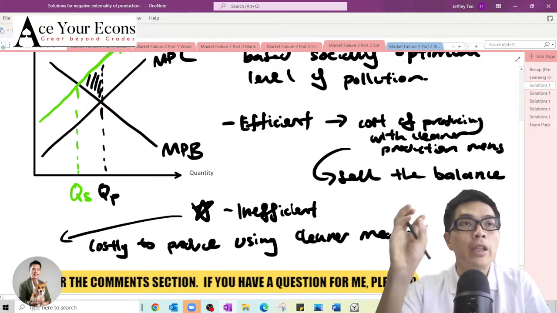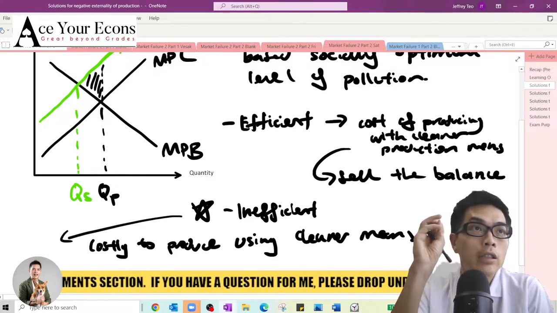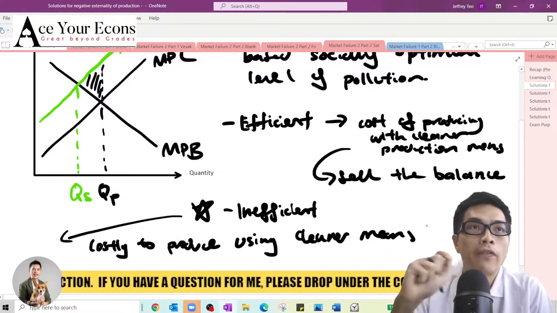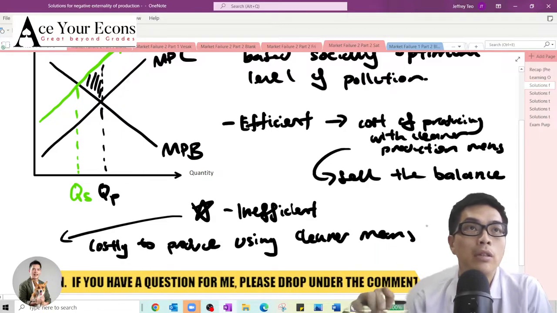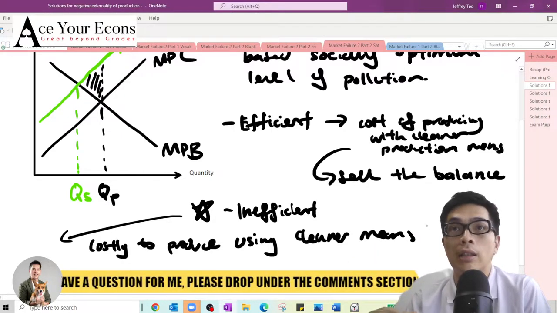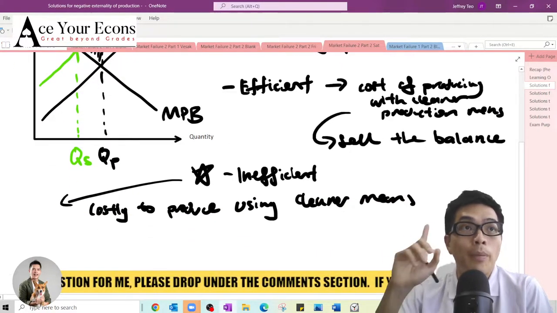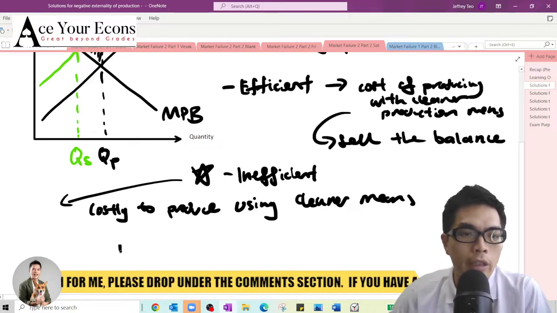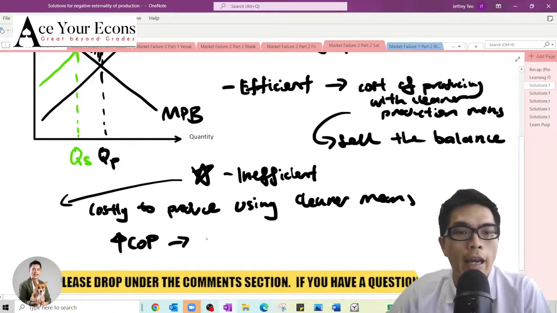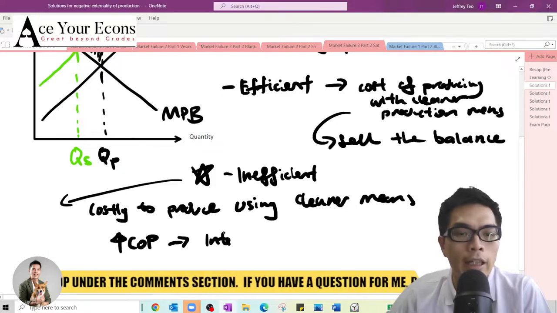And they will probably find permits to be cheaper. So in any case, if the cost to use cleaner means exceeds the permits, then inefficient firms will always buy permits. Makes sense, right? It's cheaper to buy permits than to invest in cleaner means to produce. So from the inefficient firm's perspective, this will drive up their cost of production, and it will force the inefficient firms to internalize the external costs.